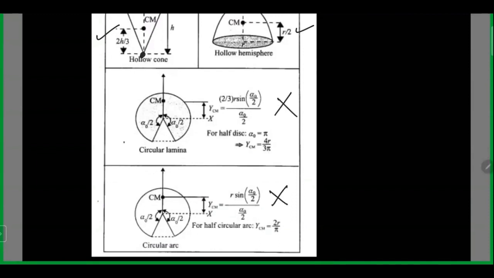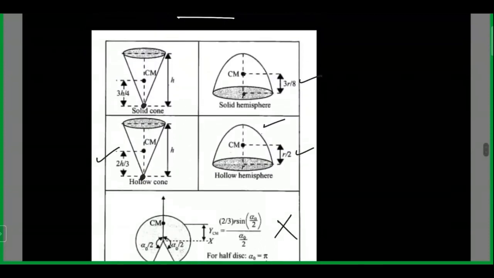Then I think you can leave these two topics, these will not come directly in your exams. I don't think you will ever need this, so you can ignore this. If you want to study, you can study on your own. I have given you the formula, but I don't think you will directly need this. So the basic four results that you will need are for the hemisphere and cone: the result for a solid hemisphere and the result for a hollow hemisphere.